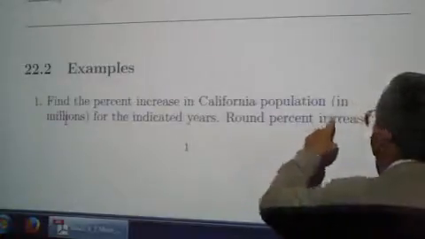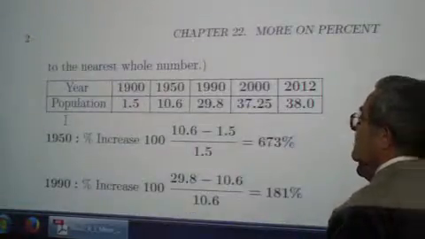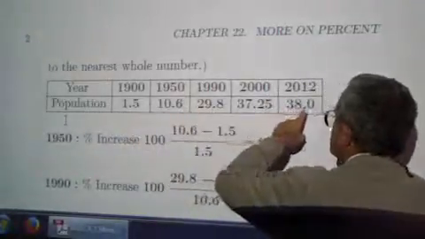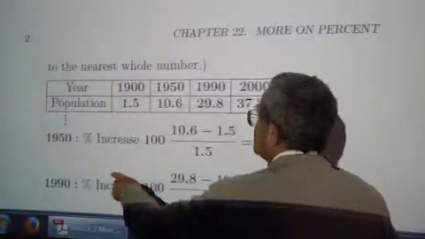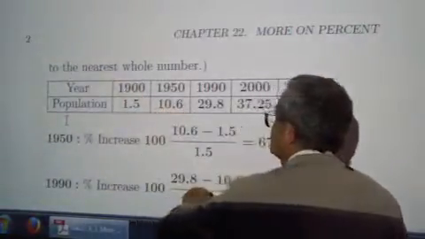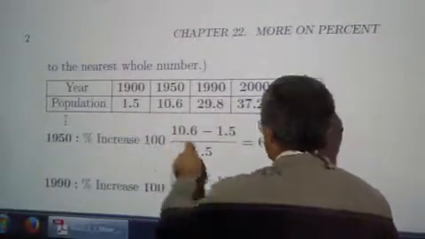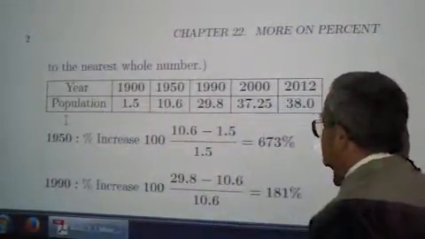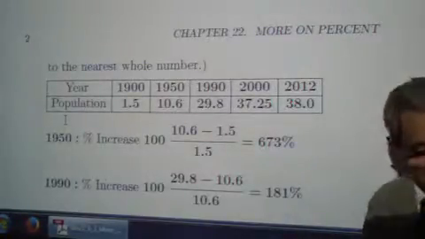Find the percent increase in the California population between the indicated years. Okay. This came from the Almanac. The percent increase from 1900 to 1950 was 10.6 minus 1.5 over 1.5 times 100, was 673%. Let you look at it for a little while, maybe take notes.